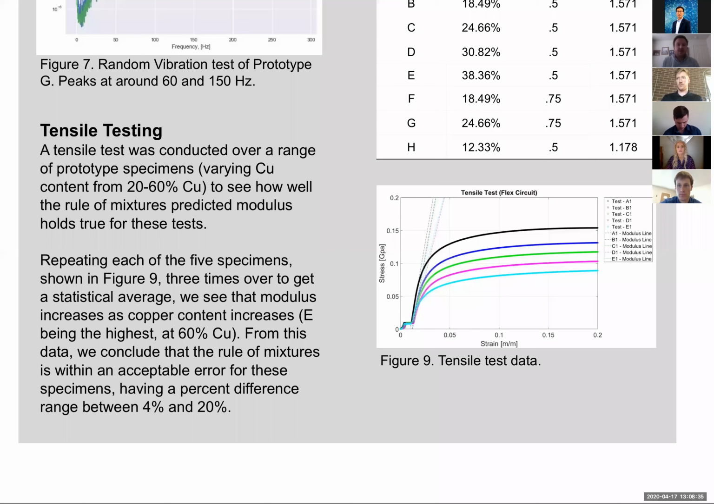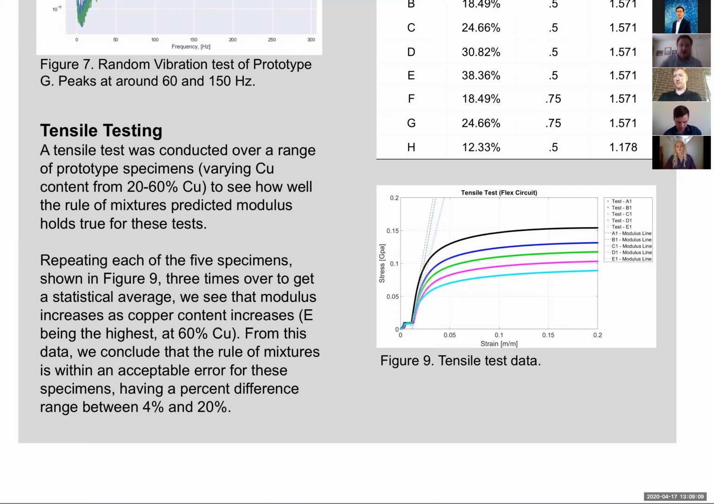Basically, it's a way to take a composite material and find the large dominating materials in it and relate their percentage that they make up of the composite and how it contributes to the Young's modulus. So if you have a 60% copper specimen, you take 60% of the Young's modulus of copper and you add it to the 40% of dielectric times by its Young's modulus.